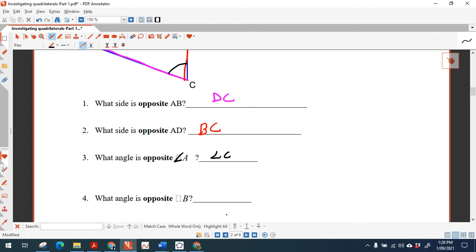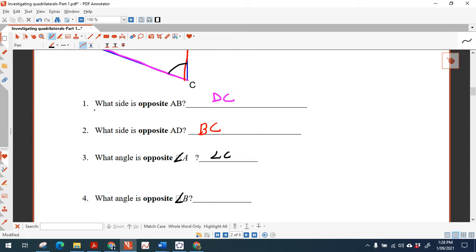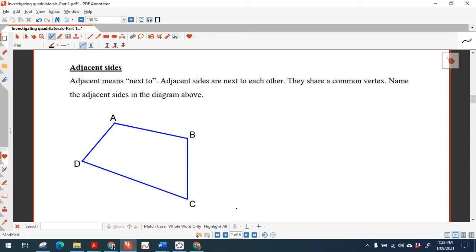Next one, which angle is opposite angle B? That changes to an angle symbol there, angle B. And if you look up here, angle B is here. There it is. So angle D is the opposite angle. All right. Now what about adjacent sides? Adjacent means next to. Adjacent sides are next to each other. They share a common vertex.